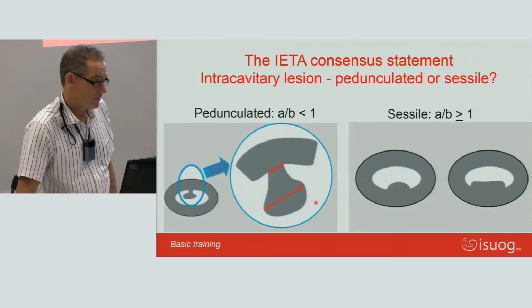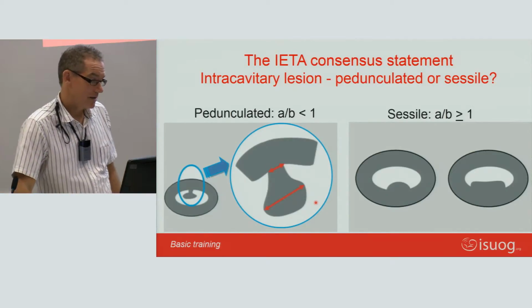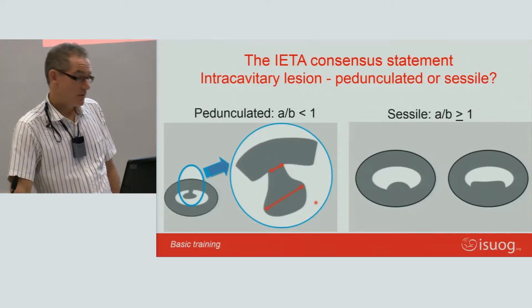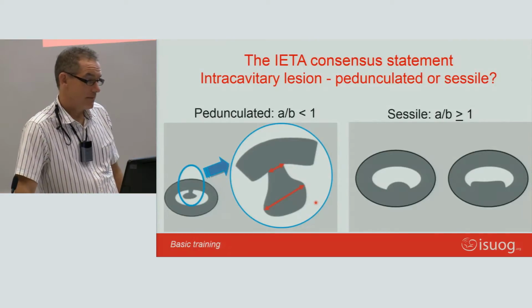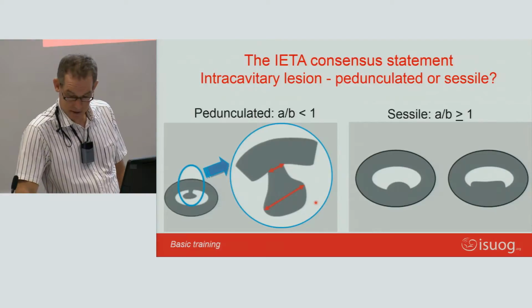And to just quickly talk about the difference between pedunculated and sessile. So if the base of your lesion is smaller than the top of the lesion, then we speak of a pedunculated lesion. There's obviously a formula that you can work it out on. And if the base is wider than the top of the lesion, then it's sessile.